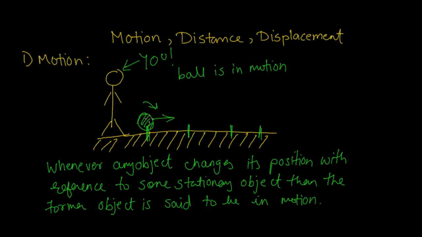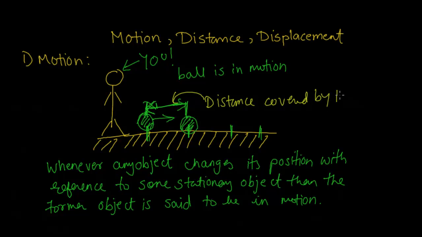Now the ball is over here initially, and after some time you find the ball to be over here. And what is this? This is called distance covered by the ball. This is distance covered by the ball. The distance is basically nothing but the length of the path that the ball has moved.